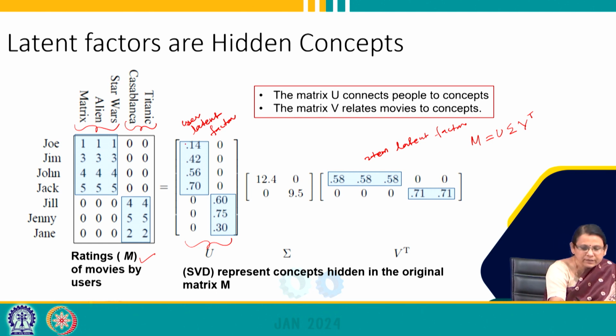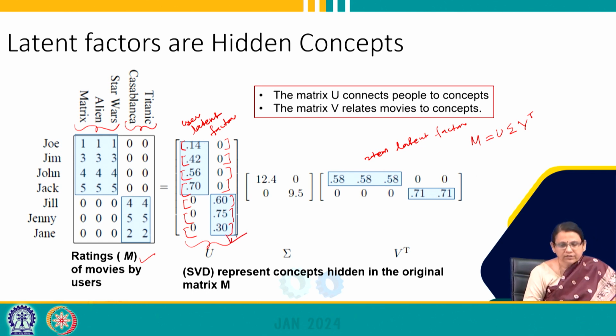Now individually, this is the first person's detail, this is the second person, this is the third person, this is the fourth person, and so on. The first person likes the first concept, that is the genre here, the second person the first concept, and so on. But when I move ahead, we see that the next 3 people like the second concept. So, this matrix U connects the people to concepts.